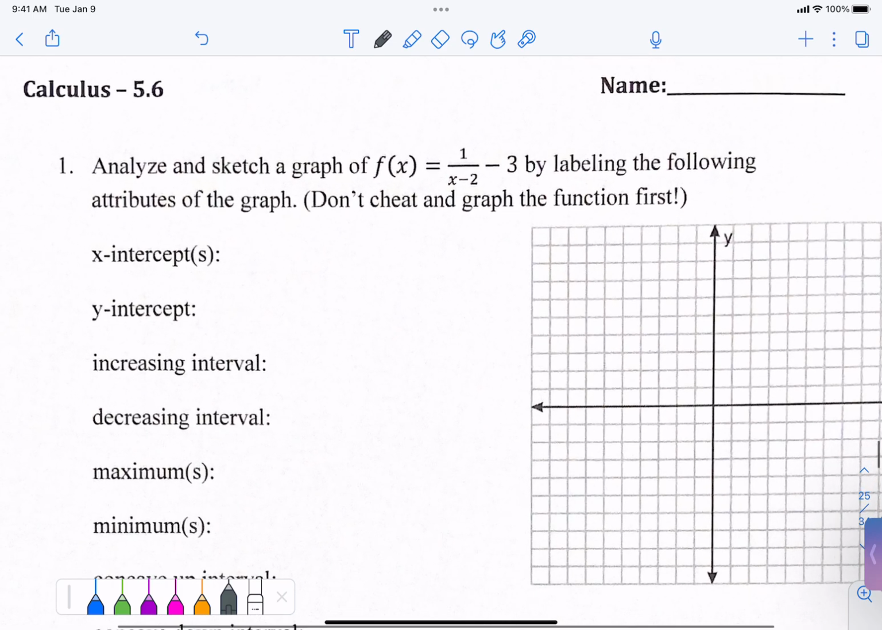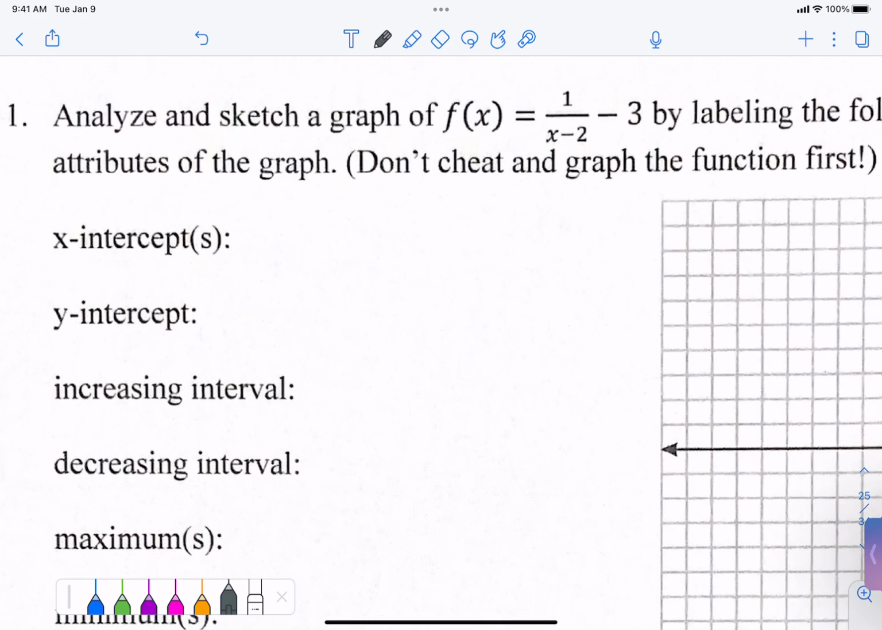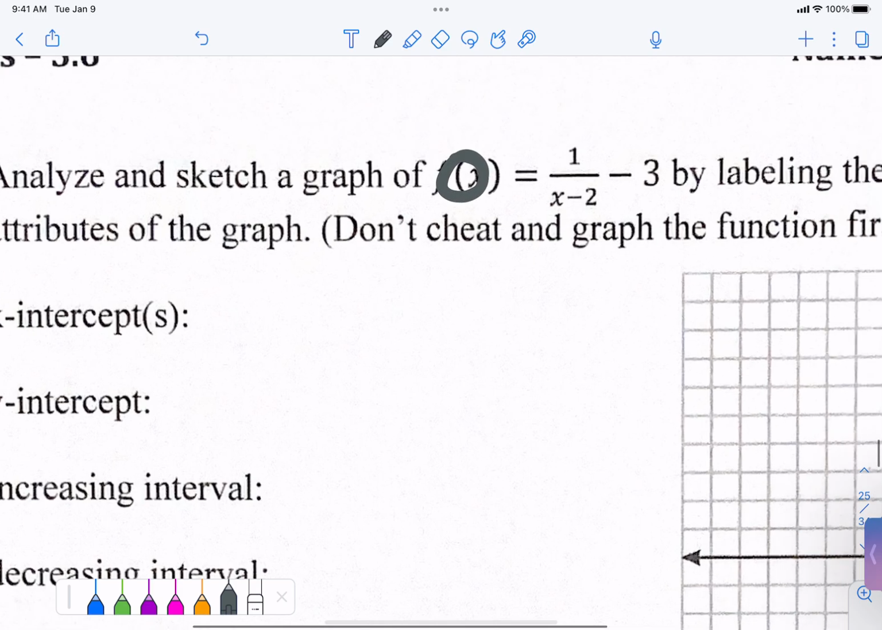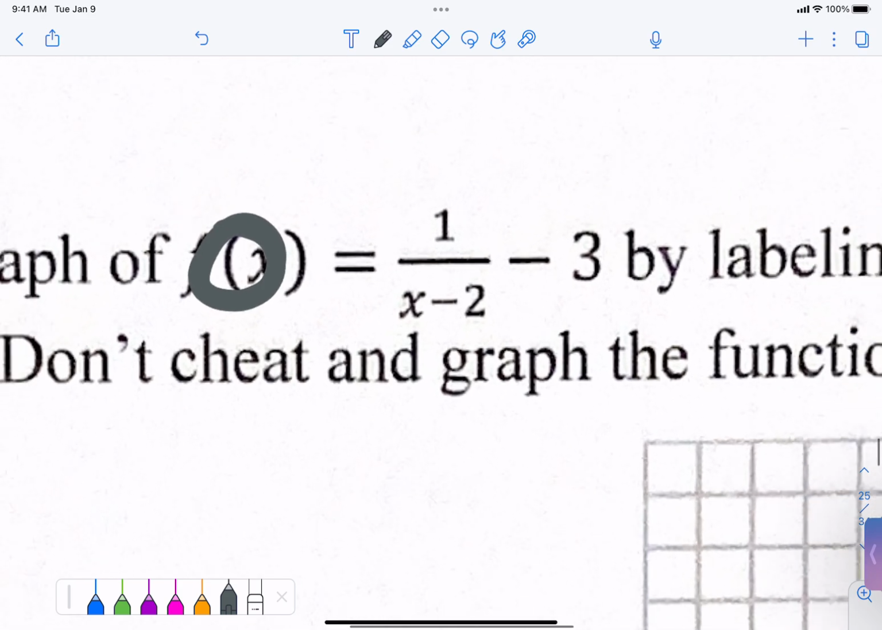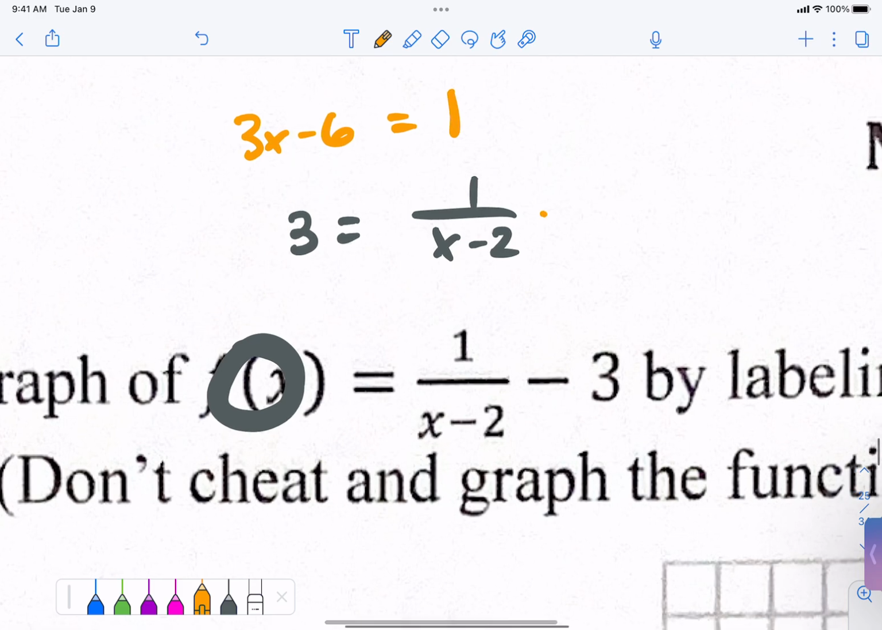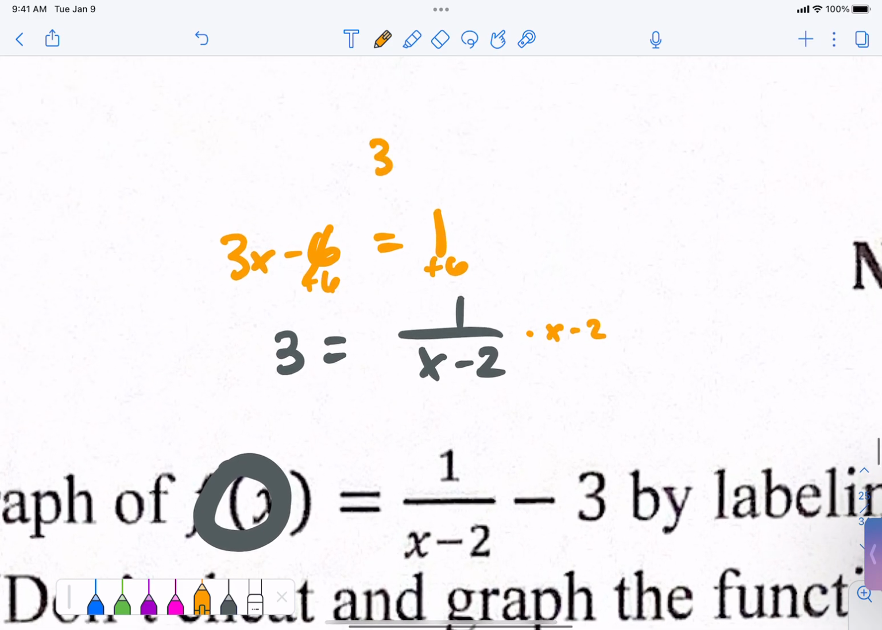Okay, so let's label some stuff. X-intercepts. That means I plug 0 in for y. So if I put 0 here, what are you going to do first? Add the 3. So I've got 3 equals 1 over x minus 2. Then what? Multiply by x minus 2. So I've got 3x minus 6 equals 1. Then add the 6 over. So I've got 3x equals 7.